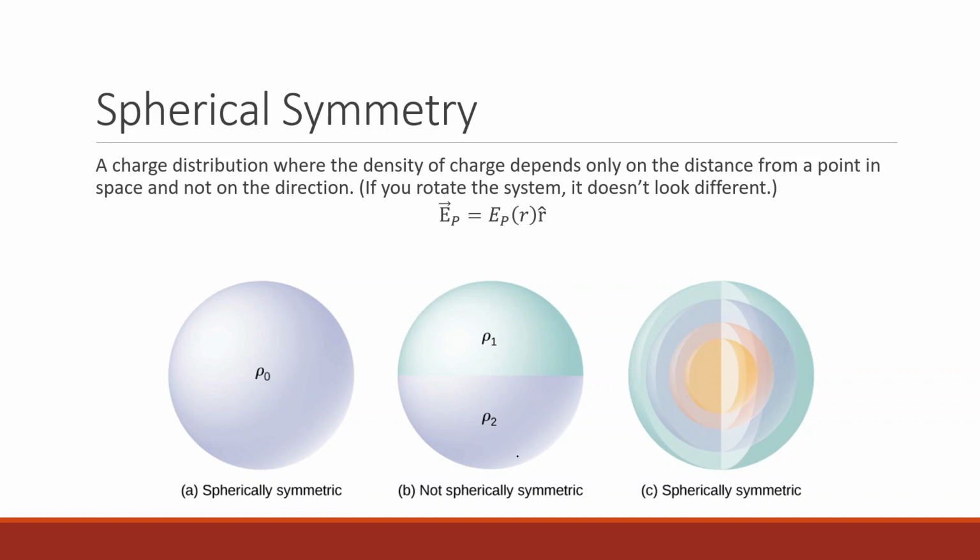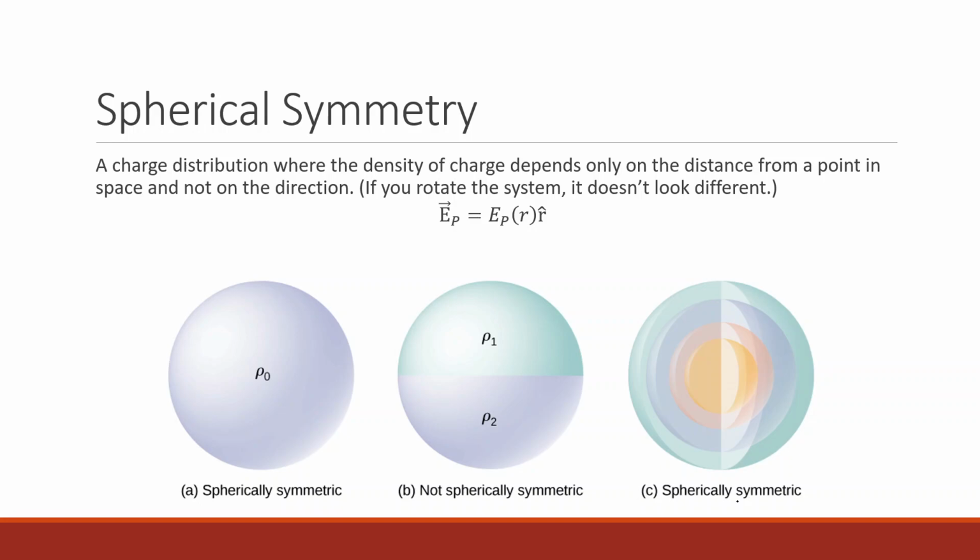Okay. With B, we are not spherically symmetric because we have a charge density on the top half hemisphere, and then on the bottom hemisphere we have a different charge distribution, rho 2. So rho 1 and rho 2 are not equal here. Okay.